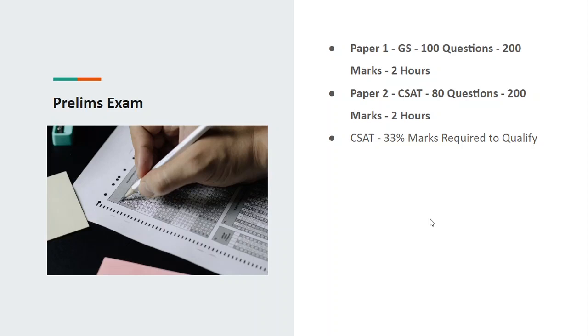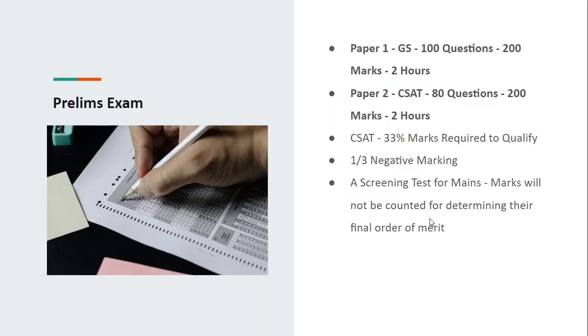So one thing which aspirants should keep in mind is, just because the CSAT is a qualifying paper, don't take it lightly, because every year there are many aspirants who are able to clear the general studies cutoff, but just because they don't have that 33% marks in the CSAT, they fail in the prelims exam. So don't take this paper lightly, especially if you don't have that maths background. Just do enough practice before going for this paper. 1/3 negative marking is there for both papers for wrong or more than one answer.